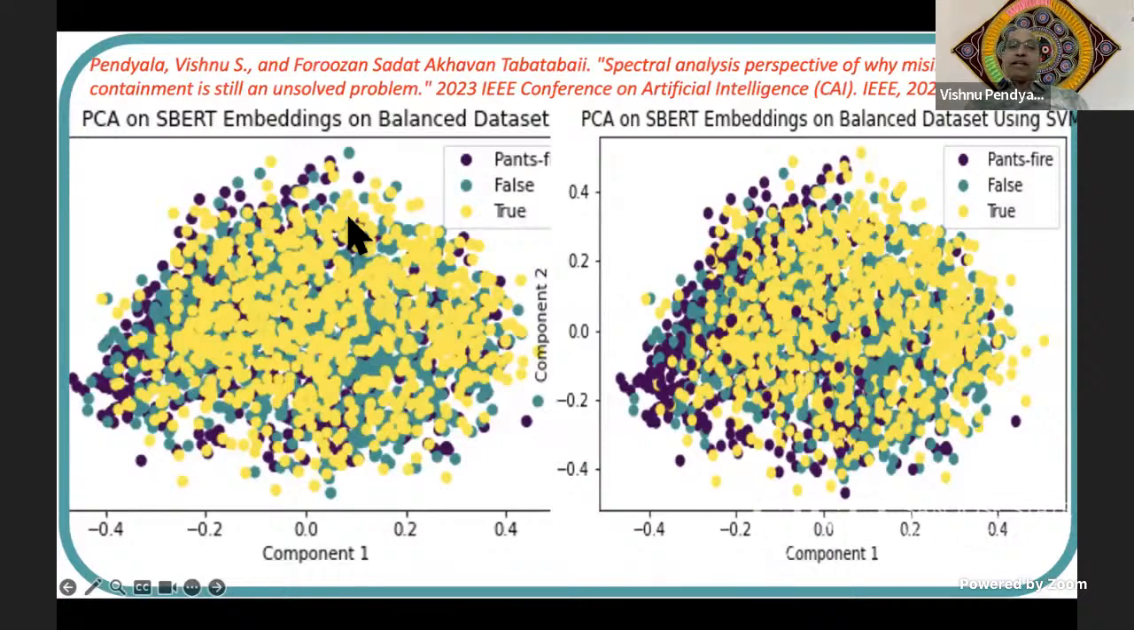A lot of research papers have claimed 100% accuracy in misinformation containment using machine learning algorithms. But when we actually visualized the data set and also applied some machine learning algorithms, the observations that we made were quite different. The observation, very pertinent to PCA, is that there are no unique clusters in the space. There are 3 classes of information in the data set: false information, true information, and then pants on fire kind of information. We observed that there are no natural clusters of these points. All the classes of information are clustered together.